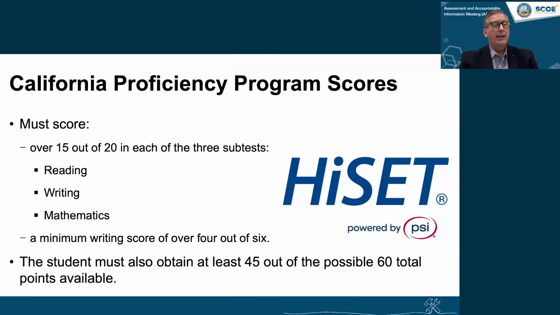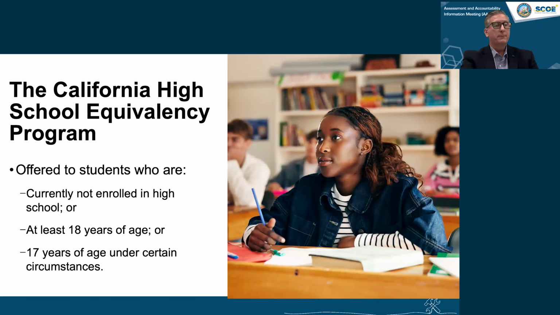To obtain the California Proficiency Program certificate, they must score at least 15 out of 20 in each of the three subtests, reading, writing, and mathematics, and a minimum writing score of over 4 out of 6. The student must also obtain at least 45 out of the possible 60 total points available.